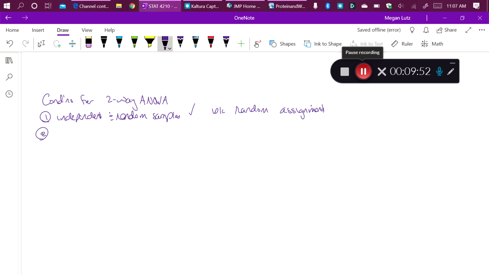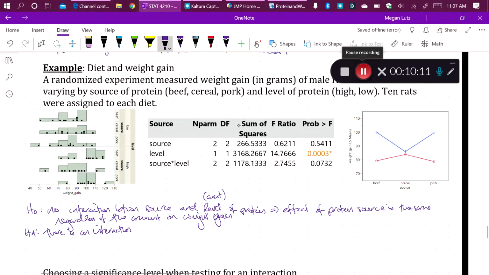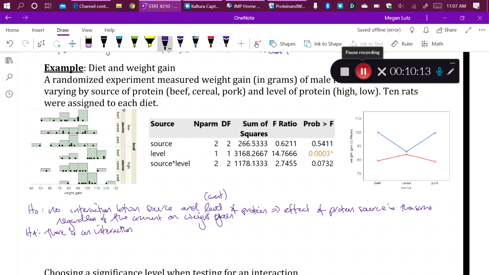The next thing we need to have is that we have normal distribution of the response in each group. So here we're going to go and look at the output. We've got 6 distributions. We have the beef low protein group, the cereal low protein group, the pork low protein group, and then the beef, cereal, and pork high protein groups. So based on these histograms, does it seem reasonable that we have a unimodal and symmetric distribution in each of the groups?